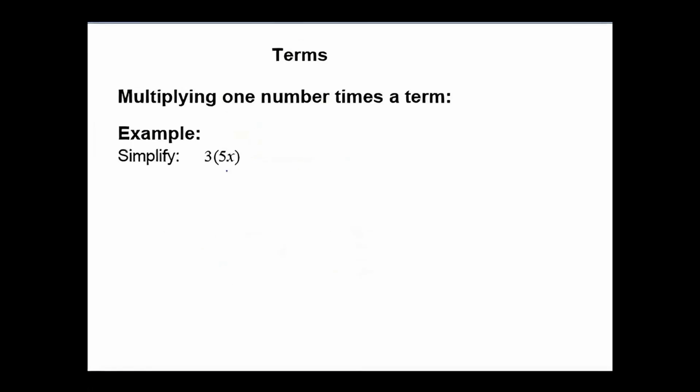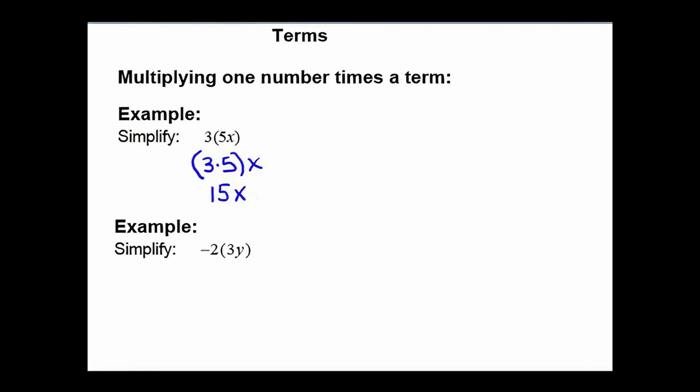Next, we'll look at multiplying one number times a term. Simplify 3 times 5x. Notice this is all multiplication. We could regroup if we like because of the associative law of multiplication. So we could choose to regroup and multiply the 3 times 5 first and then times the x. If we did that, we would know to do 15 and just keep the x.